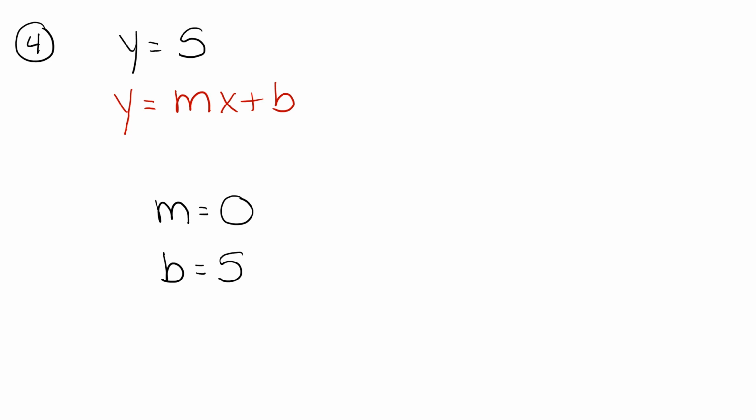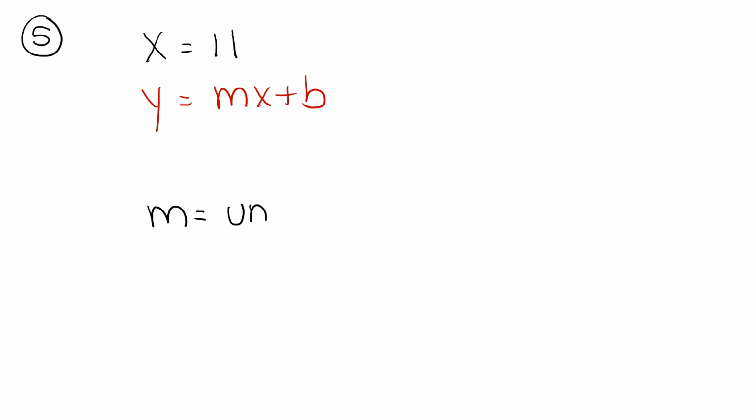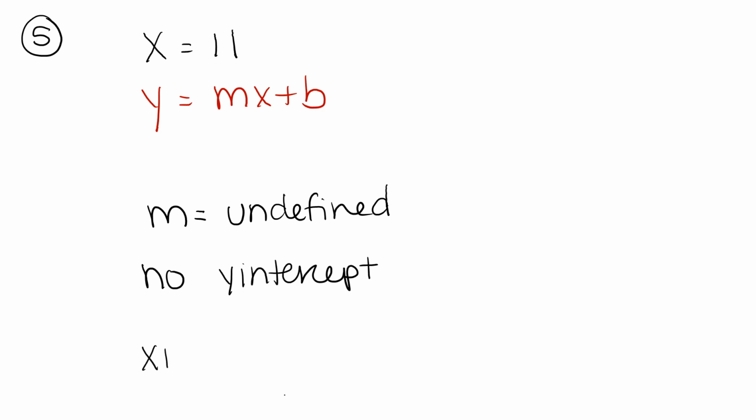And so that would be our b value. B is 5. For number 5, you're given the equation x equals 11, and you're asked to identify the slope and the y-intercept. Now, this equation looks nothing like slope-intercept form y equals mx plus b, and so we have a different type of answer. Our slope, the rate of change, m, is labeled by the word undefined. And instead of having a b value, a y-intercept, there is no y-intercept. Instead, we have an x-intercept because it's an x equals equation. The x-intercept is 11.